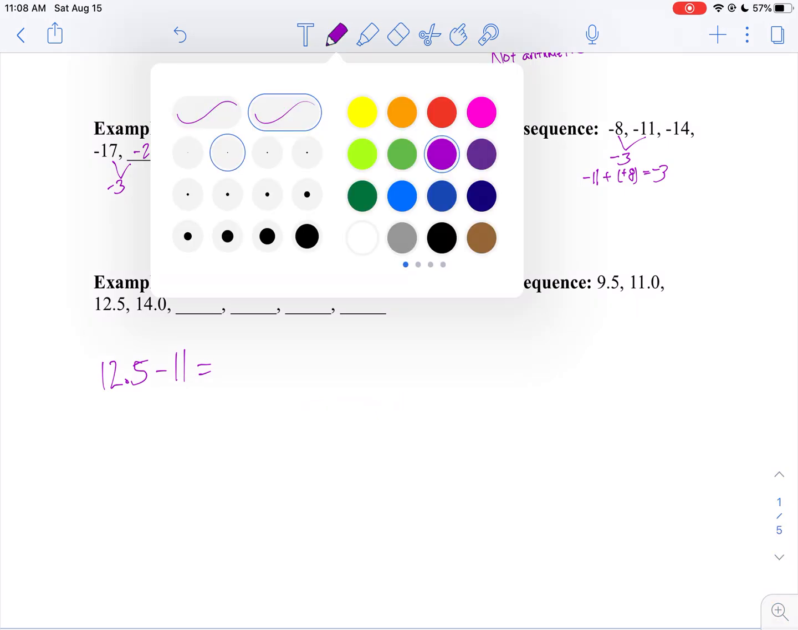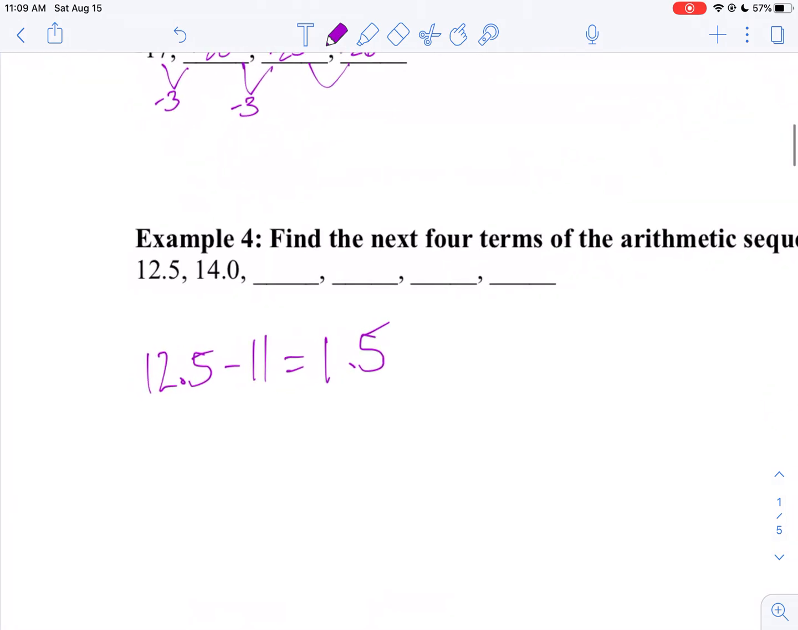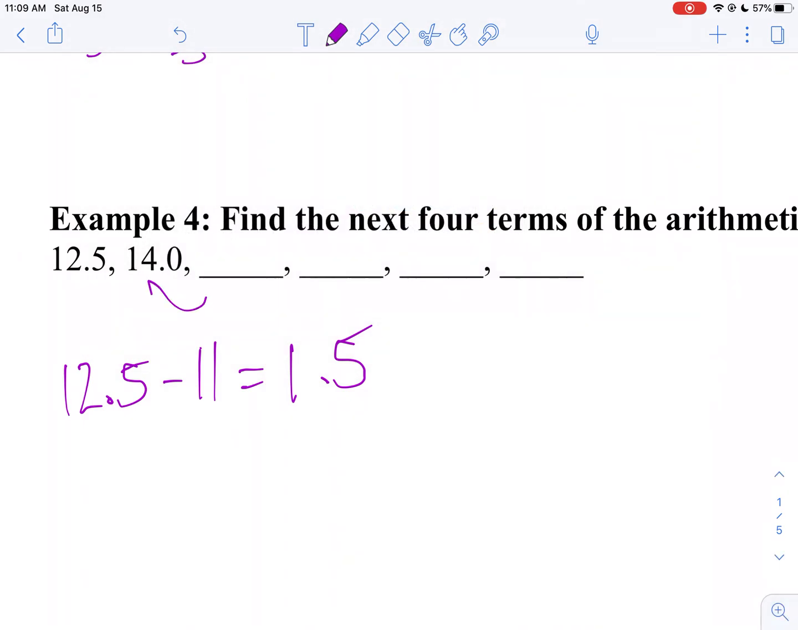So if I take 12.5 minus 11, I get 1.5. So I'm going to add 1.5 onto my term. So if I go 14 plus 1.5, I get 15.5. If I add 1.5 to 15.5, I'm at 17. If I add 1.5 to 17, I'm at 18.5. And finally, if I add 1.5 on to 18.5, I get 20.